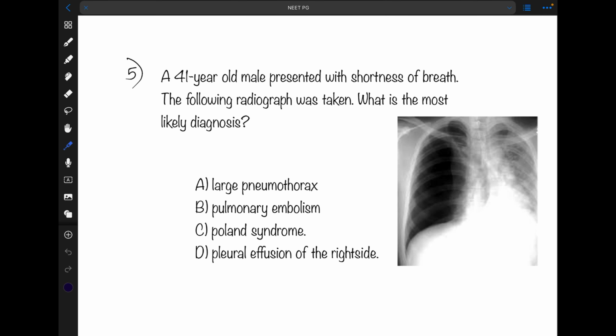Next question is, a 41-year-old male presented with shortness of breath. The following radiograph was taken. What is the most likely diagnosis? Option A is large pneumothorax. Option B is pulmonary embolism. Option C is Poland syndrome. Option D is pleural effusion of the right side.